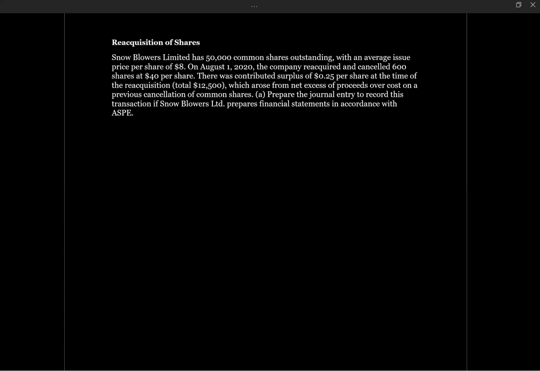Let's take a look at another question to do with the reacquisition of shares. Snowblowers Limited has 50,000 common shares outstanding with an average issue price of $8 per share. On August 1st, 2020, the company reacquired and canceled 600 shares at $40 per share.